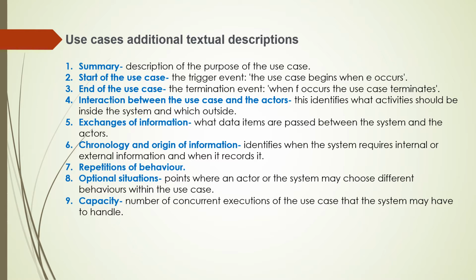Number 5 is the exchange of information. What data items are passed between the system and the actor? 6. Chronology and origin of information. It identifies when the system requires internal or external information and when it records it. 7 is repetition of behavior. 8 is an optional situation. It is a point where an actor or a system may choose different behavior within the use case. The last one is the capacity. Number of concurrent executions of the use case that the system may have to handle.